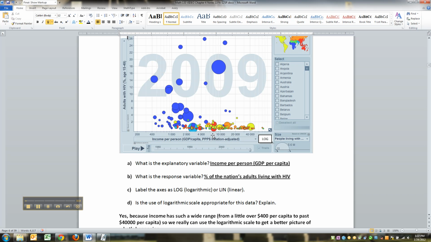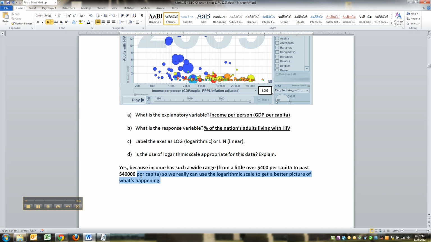All right. Now, is logarithmic scale appropriate for this data? Absolutely yes, because income has such a wide range. I mean, we have some countries that are literally making just over $400 per person per year. Very, very poor countries. And then we have Qatar over here, which is like 70 some thousand, right? And all the countries in between.